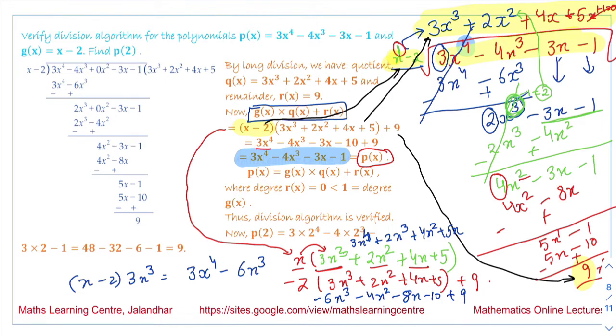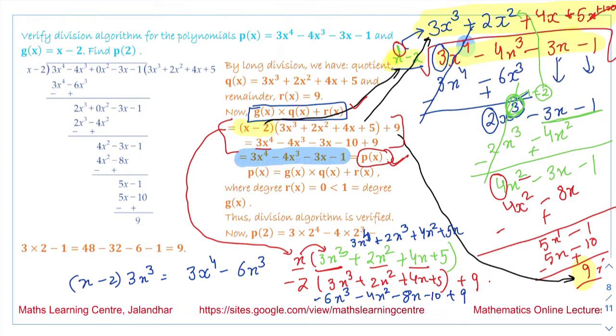So when you have to verify the division algorithm, you have to divide those two polynomials. You will find the quotient and remainder. Then you will substitute the values in this equation, that is g(x) into q(x) plus r(x). You will solve the equation and you will get the answer equal to p(x). Second thing we have to see is that the degree of the remainder is either 0 or it should be less than the degree of g(x).